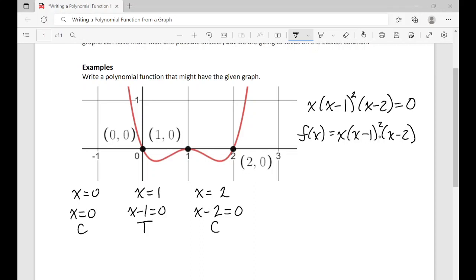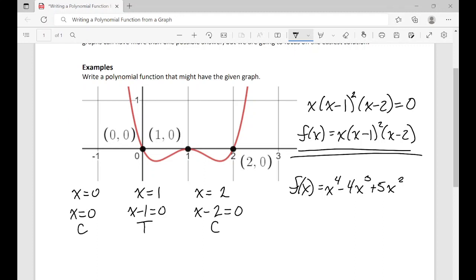This is the polynomial function that represents this graph, but if you want to actually distribute it all out, you can also get an answer that will be x to the 4th minus 4x cubed plus 5x squared minus 2x. Kind of make that 3 look a little bit nicer here. And this would be the representation of the polynomial as well. You can either keep it as a factored form or distribute it out, whichever you prefer.